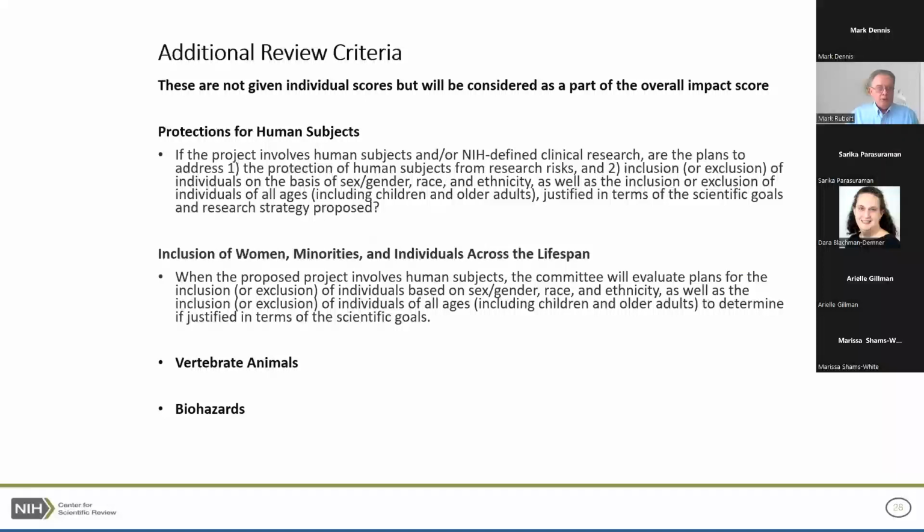These will not be considered as part of the overall score in terms of individual scores, but they are considered in obtaining the overall impact score, which will be, of course, the usual protection of human subjects with the 4 elements. And we will be looking at inclusivity of women, minorities, and individuals across the lifespan for all human subject-oriented research. And of course, if they include vertebrate animals or biohazards, those will also be evaluated and may be considered as part of the overall impact score. Next slide.